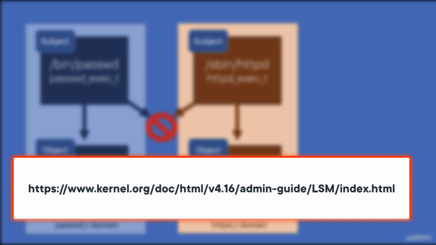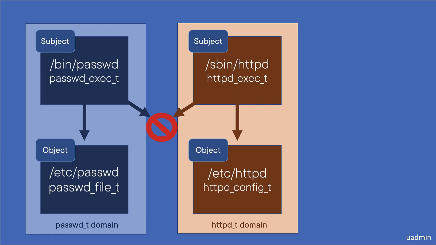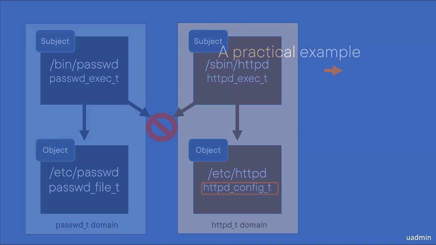Now let's get back to these context types. So for example, the passwd binary has the context type passwd_t in its label and is of the passwd_exec_t type. And so if you run the passwd command, that process is not allowed to touch the /etc/httpd file because it has a different context type and it is in a different domain. Now let's see what this looks like in real life.